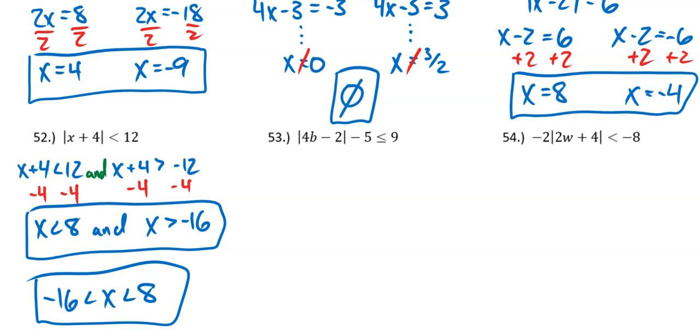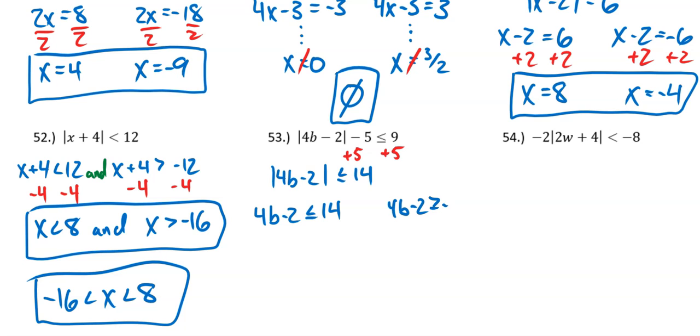Okay? If I look at the next one, same kind of thing. I have to isolate the absolute value first. So let's get this absolute value by itself. And then we can proceed like we did in the previous example. Okay. Now that the absolute value is by itself, I can go ahead and split this up. So I've got 4b minus 2 is less than or equal to 14. I've also got 4b minus 2 is greater than or equal to the negative 14. And because the absolute value is less than this time, it's going to be an and. And now I solve each.